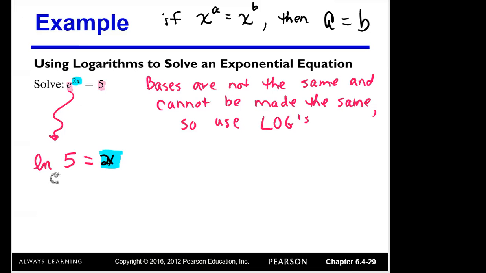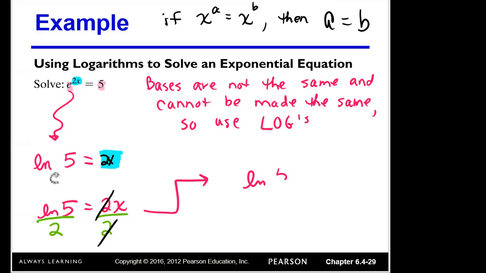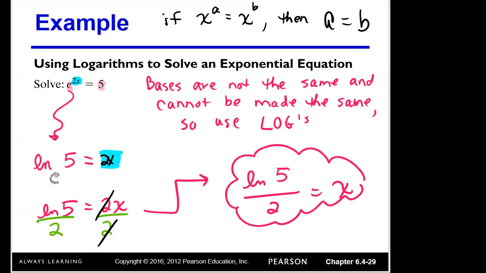So really what I have here is the natural log of 5 equals 2x, and then to solve it for x, I would divide by 2, and the 2's cancel on the left, so I end up with the natural log of 5 all over 2 is equal to x. Now this is an exact answer.